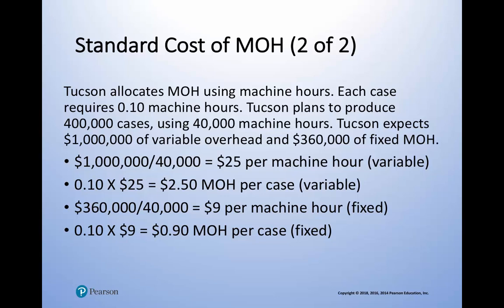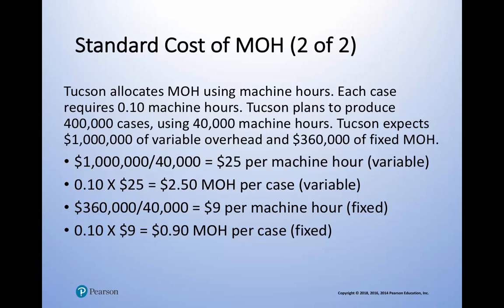$360,000 fixed manufacturing overhead divided by 40,000 hours gives us a rate of $9 for our fixed. So for our last row, we're going to have fixed manufacturing overhead at 0.10 machine hours. That's our standard quantity. And then at a rate of $9.